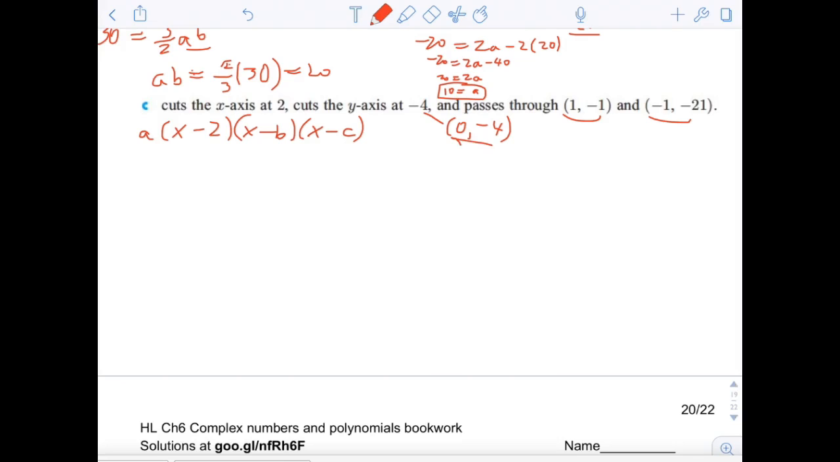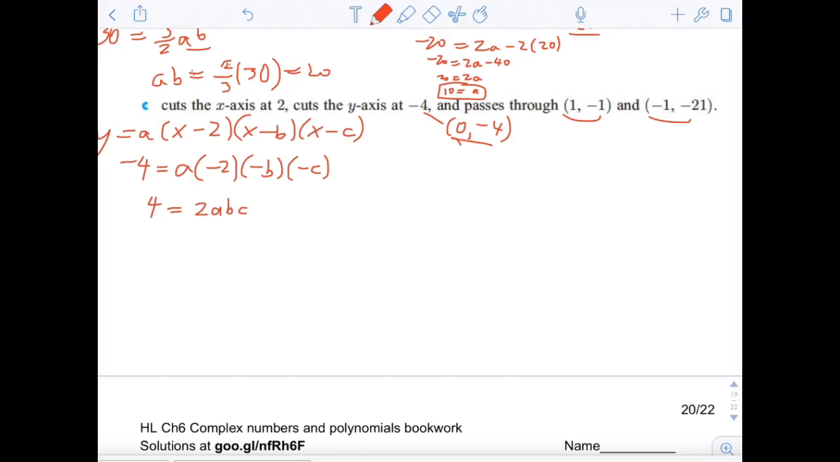0 and -4 for x and y, we will get -4 equals a times (0 minus 2), which is -2, (0 minus b), which is -b, and (0 minus c), which is -c. Then we got the negatives cancel out. We'll have 4 equals, and then we'll have 2abc.